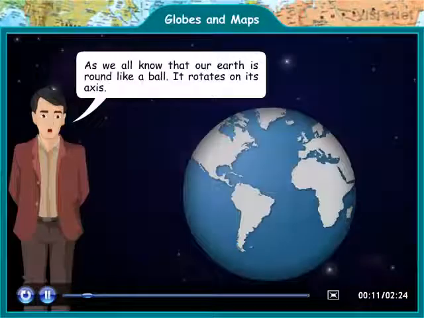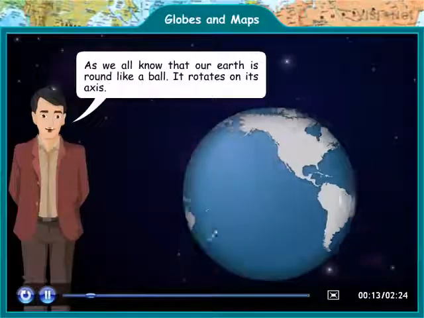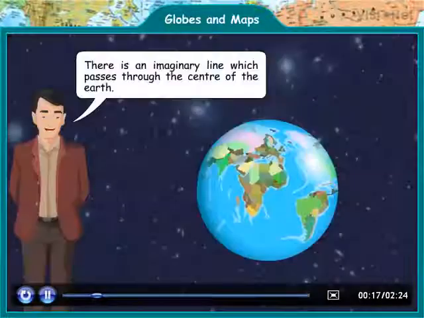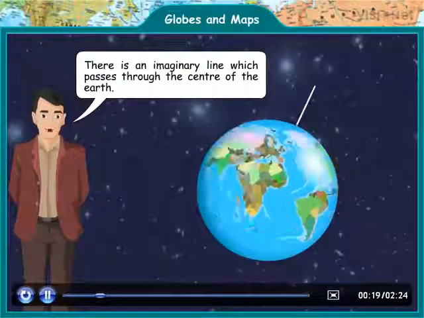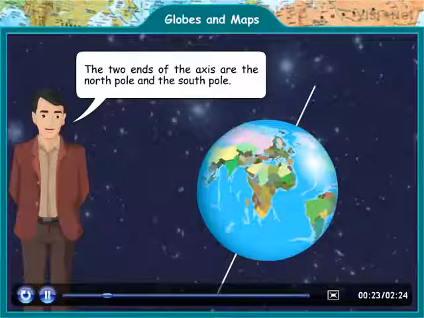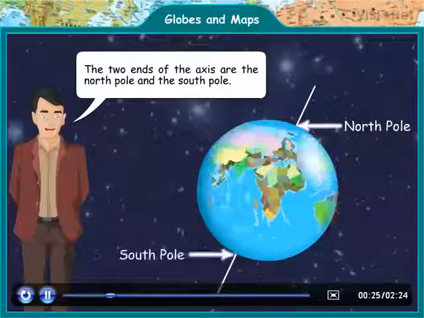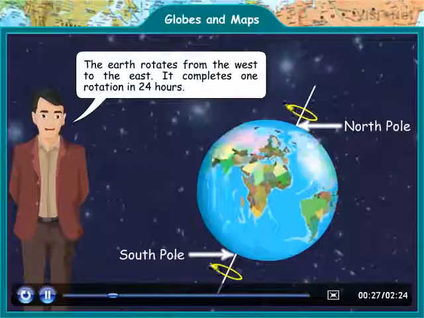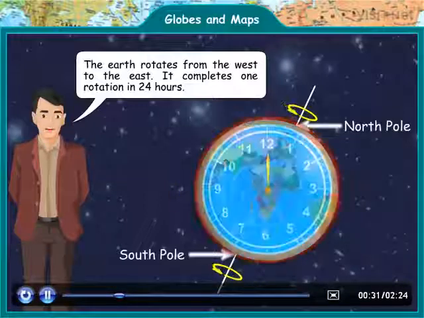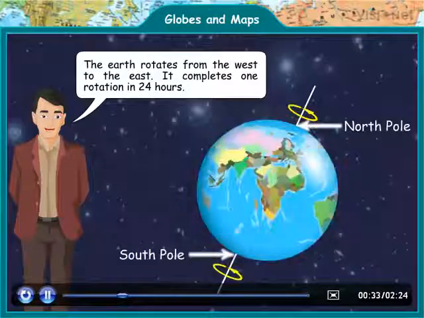As we all know, our Earth is round like a ball. It rotates on its axis. There is an imaginary line which passes through the center of the Earth. The two ends of the axis are the North Pole and the South Pole. The Earth rotates from the west to the east. It completes one rotation in 24 hours.